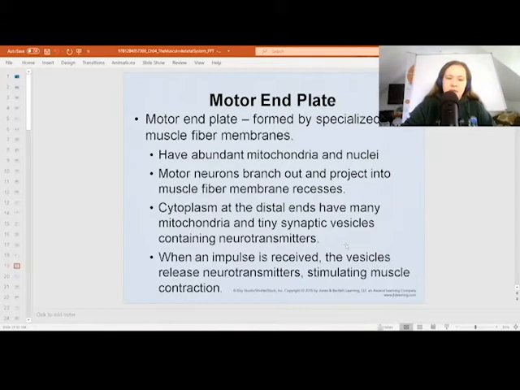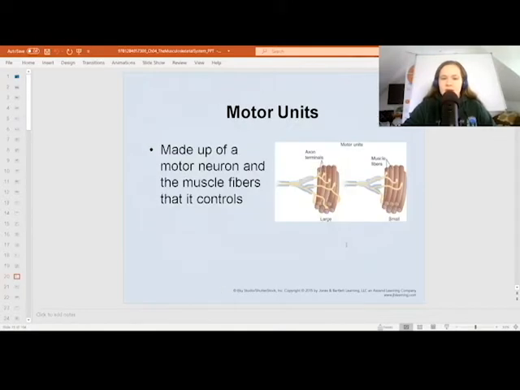The motor end plate is formed by specialized muscle fiber membranes. These have abundant mitochondria and nuclei, and we all know mitochondria is the powerhouse of the cell. Motor neurons branch out and project into muscle fiber membrane recesses. Cytoplasm at the distal ends has many mitochondria and tiny synaptic vesicles containing neurotransmitters. When an impulse is received, the vesicles release neurotransmitters, stimulating the muscle contraction. Motor units are made up of a motor neuron and the muscle fibers that it controls.